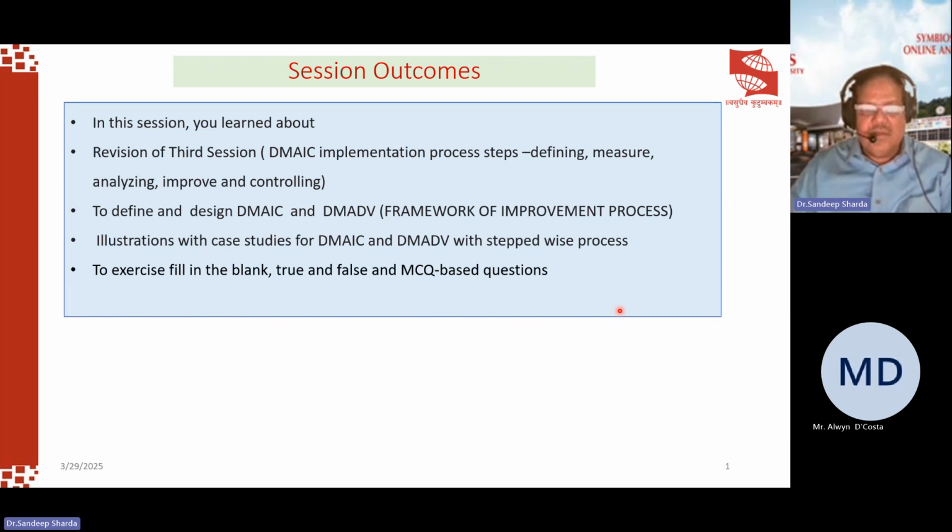DMADV is design and verify, at the last. So that is used for the complete revamping of any system, or from the design stage, for the development process of any new product, or a product which is going to have a radical change, maybe an extension of any system which needs improvement in the process that we have discussed. Then we are going to have some case studies on DMAIC and DMADV, and some MCQ-based questions and others, which we have discussed.